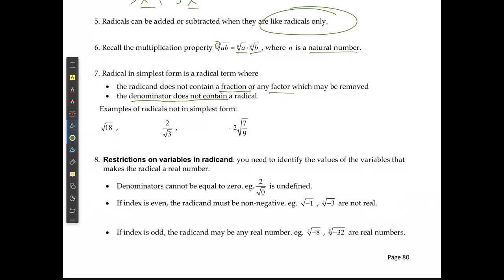So, these are examples of radicals not in simplest form. If I have the square root of 18, well, this one isn't going to work because I could divide it by the square root of 9. If I have 2 over root 3, well, I have a radical in the denominator. And if I have -2 and the square root of 7 over 9, well, there's a fraction inside the radicand.